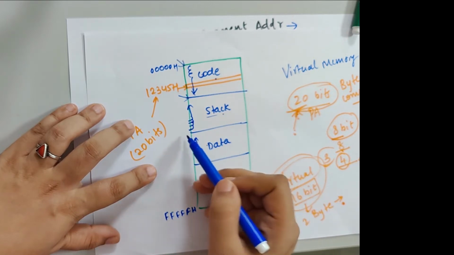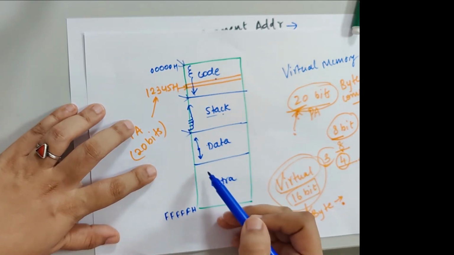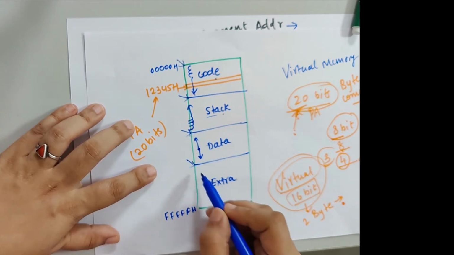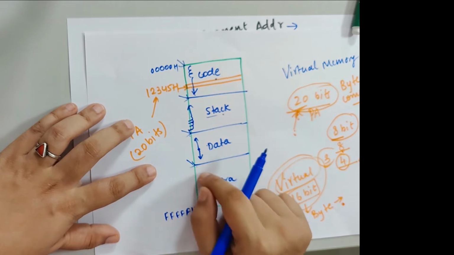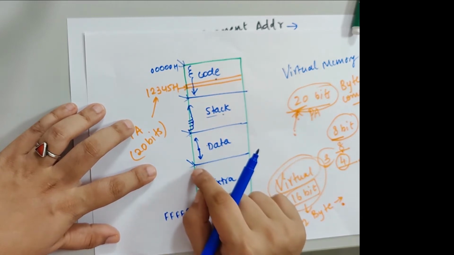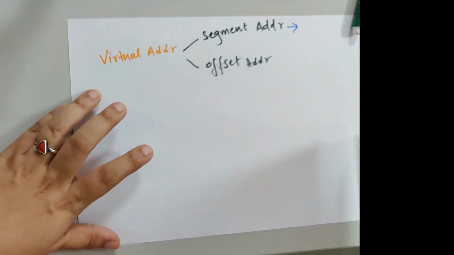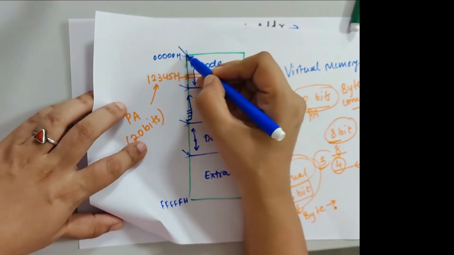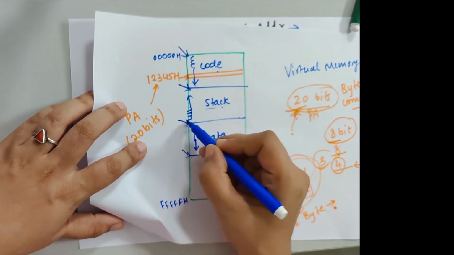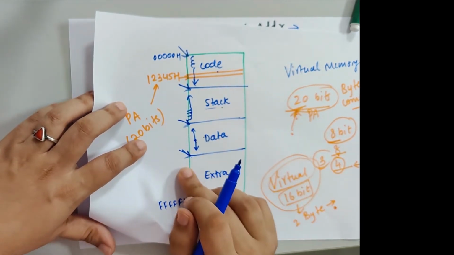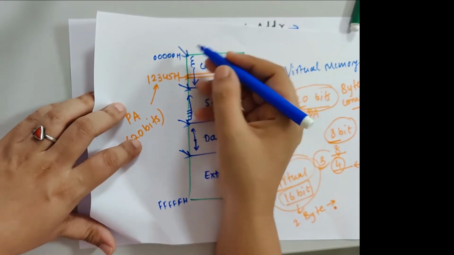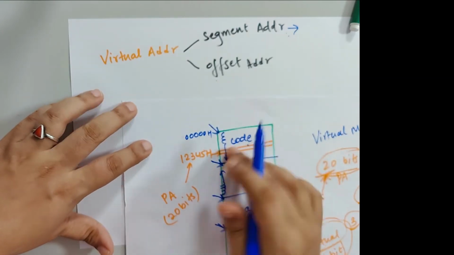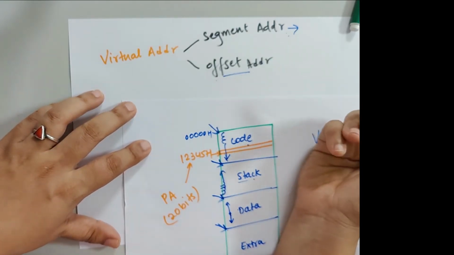And similarly for the data segment also, the starting address will be stored into a segment register, and that address is called a segment address. The extra segment's starting address will also be stored into a segment register, and that will be a segment address, right? So the segment address represents the starting address of a segment, and the address within a particular segment is called the offset address.